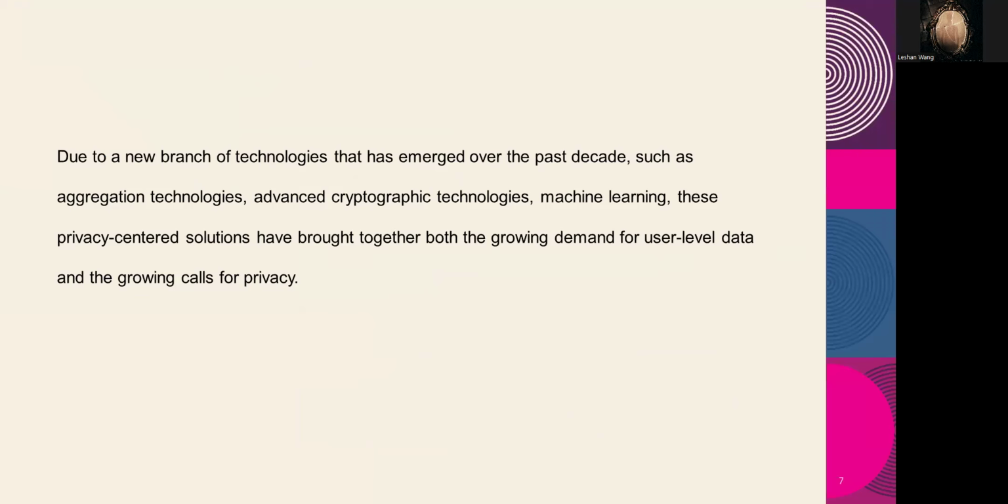Yeah. So a new branch of technologies has emerged over the past decade, such as aggregation technologies, advanced cryptographic technologies, machine learning, and AI. These privacy-centered solutions have brought together both the growing demand for user-level data and the growing cost for privacy. That's pretty cool.